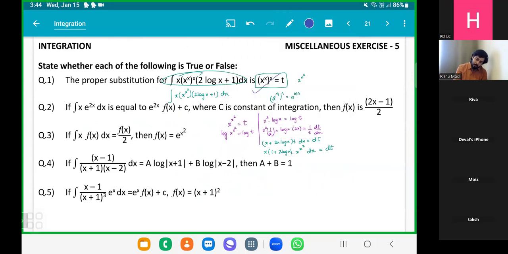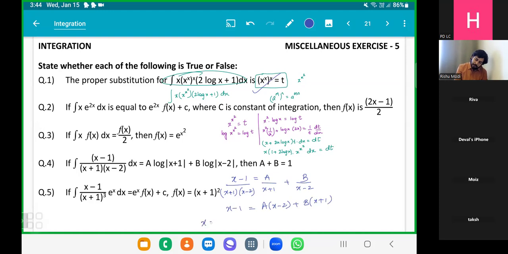The first step will be: x minus 1 upon x plus 1, x minus 2 is equal to a upon x plus 1 plus b upon x minus 2. I will write the entire term. I take the LCM: a into x minus 2 plus b into x plus 1.